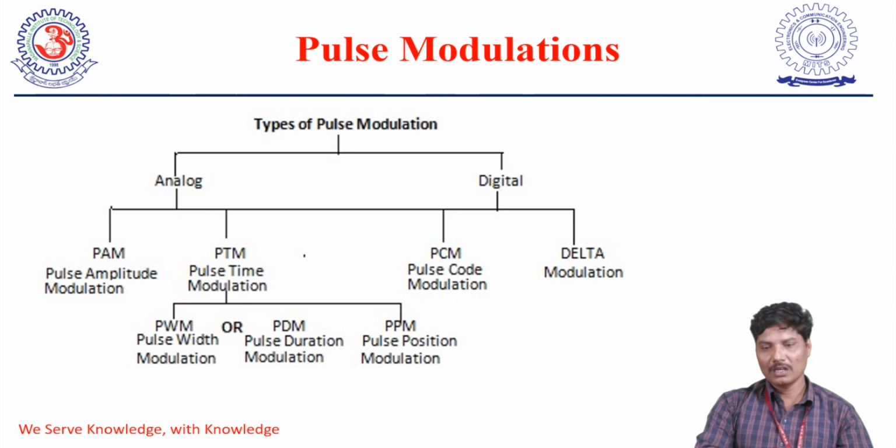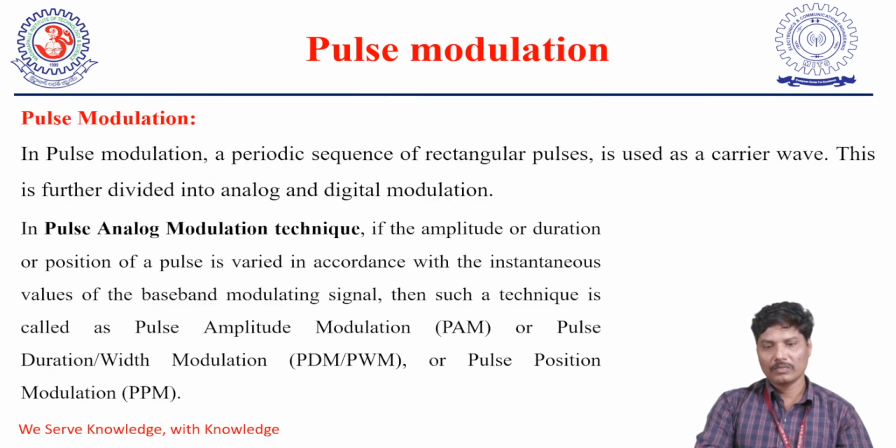Next, digital. Under pulse digital modulation, we have pulse code modulation, differential pulse code modulation, and delta modulation. Under pulse analog modulation, we have PAM, that is pulse amplitude modulation, pulse width modulation, and pulse position modulation.